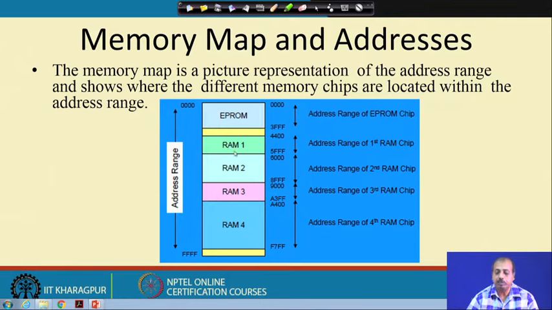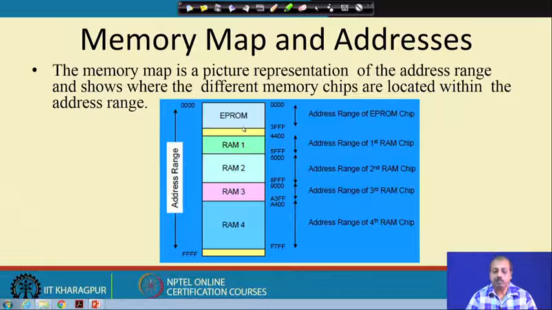Okay. For storage purposes, the first RAM chip that is shown here will be ranging over the addresses 4400 to 5FFF, and the second one will be ranging from 6000 to 8FFF. So, their capacities are not the same, but in a general design their capacities may be the same also, depending upon the RAM chips that we put.